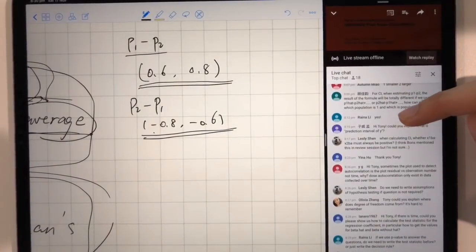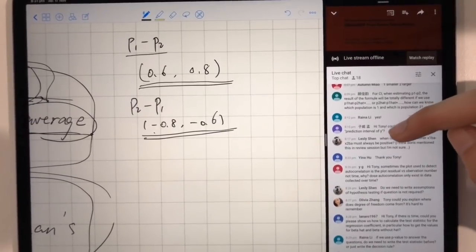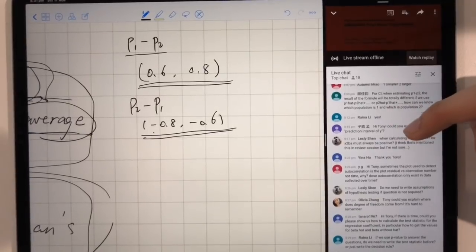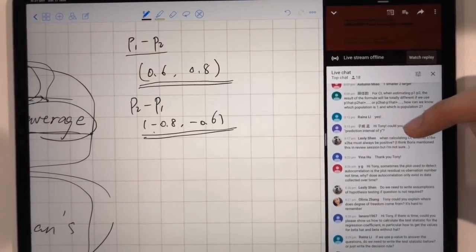So Ziwei Meng is asking, hi Tony, can you explain what is prediction interval of y? Okay, I just explained it. Great. Leslie Shen asking, when calculating CI, whether x1 bar must be all positive?